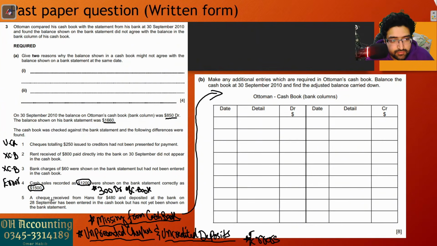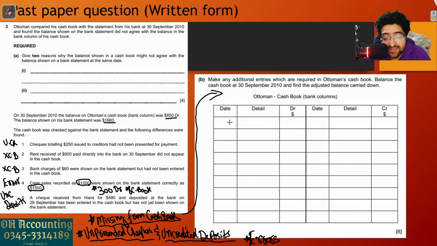Now, a check received from hands for $480 and deposited at the bank. We are receiving a check. Okay? It had been entered in the cash book but not yet shown on the bank statement. This is simply an uncredited deposit. I have told you the definitions of these, so you should know what an uncredited deposit and an unpresented check is. Okay, so let's start preparing the updated cash book.